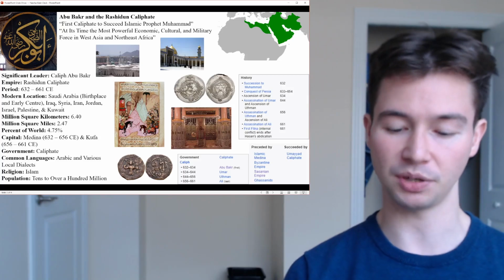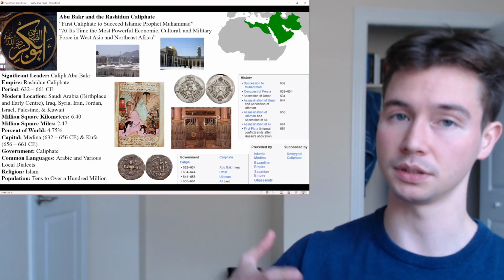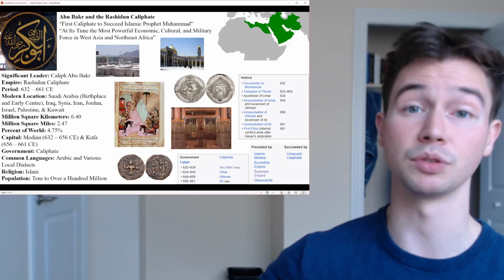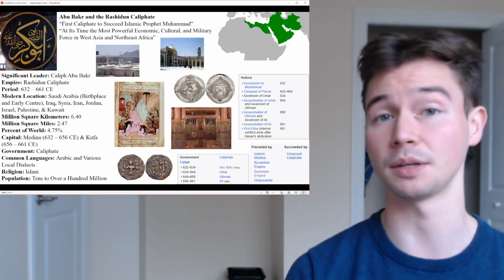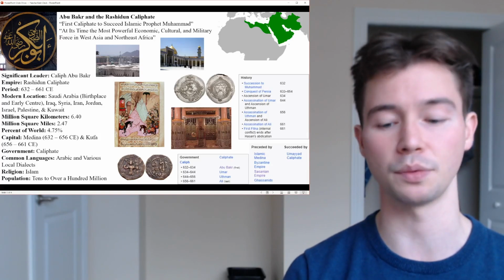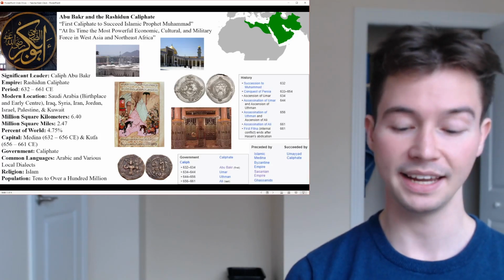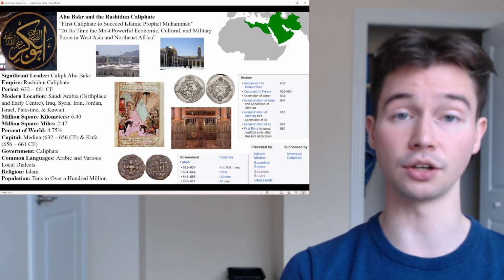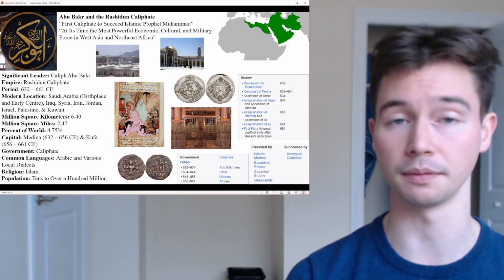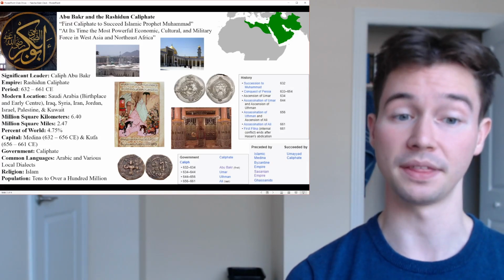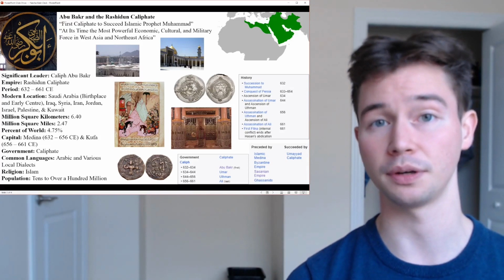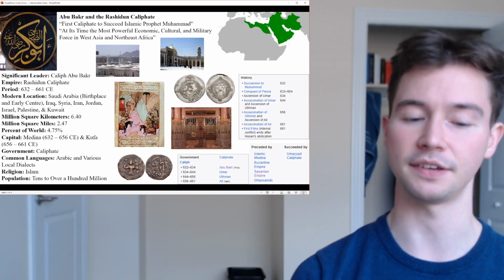His leadership set the precedent for the rightly guided caliphs to come. He was the first to receive the baton, analogically. If no one had been there, maybe somebody else would have stepped up, but perhaps they wouldn't have been able to do it as well as he did. His leadership set the benchmark for what a caliph should do, not only within the Rashidun Caliphate, but also in succeeding caliphates as well.